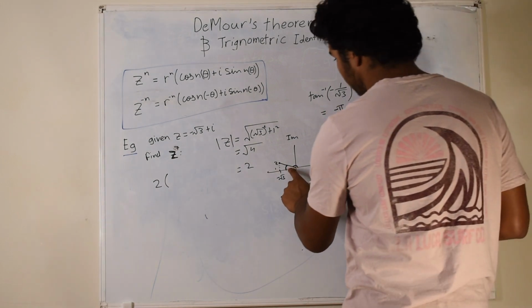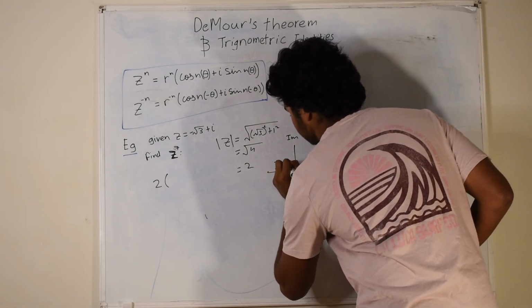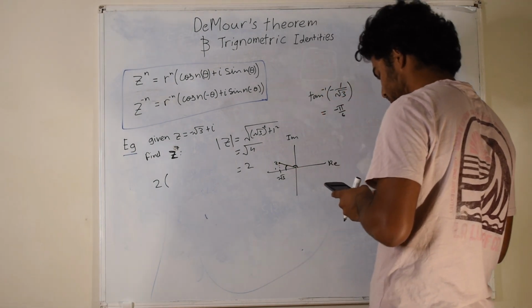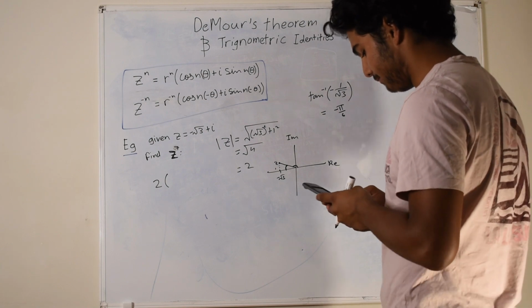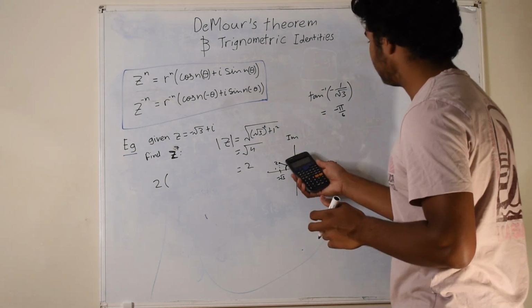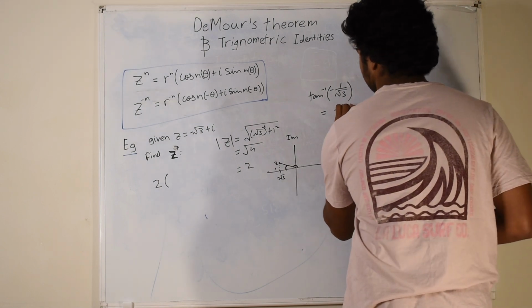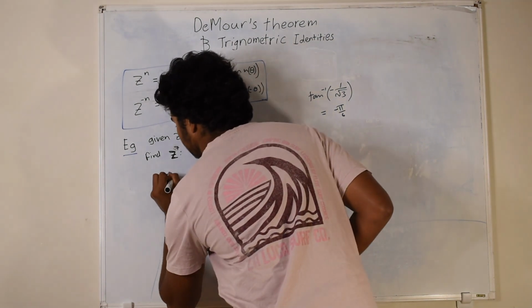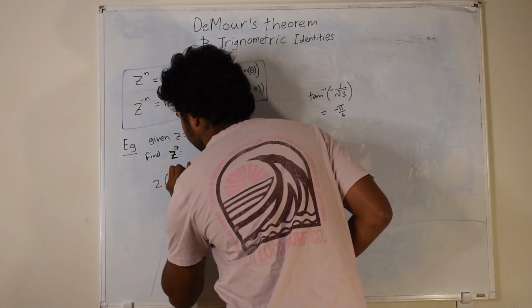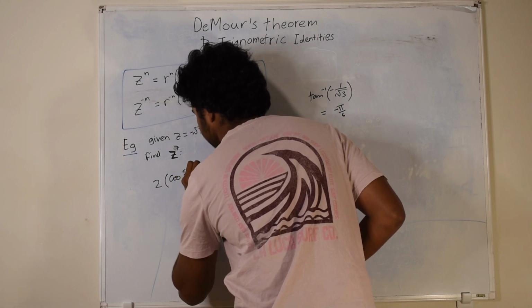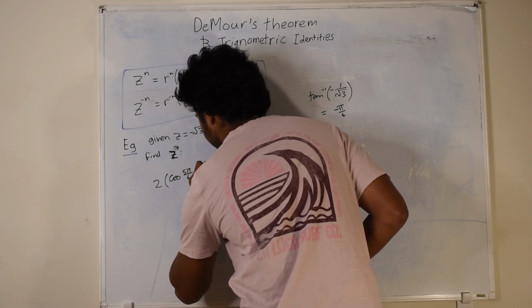But we know that that is this angle here, and we're trying to find this one. So we just go 180 minus that. 180 minus 30 is 150, which is 5 pi on 6. So the theta for us is 5 pi on 6. So we've got 2 brackets cos 5 pi upon 6 plus i sin 5 pi upon 6.